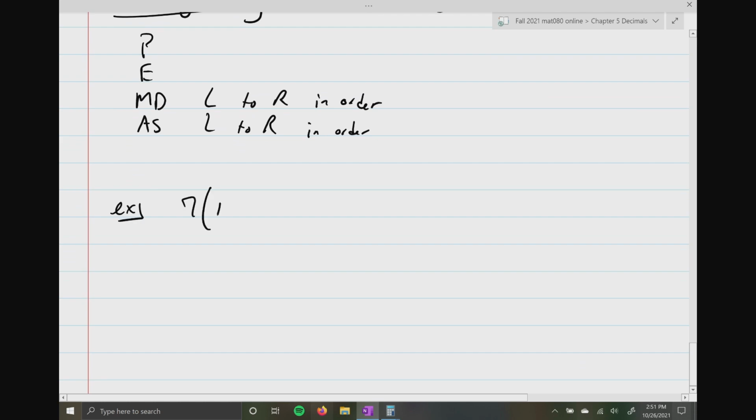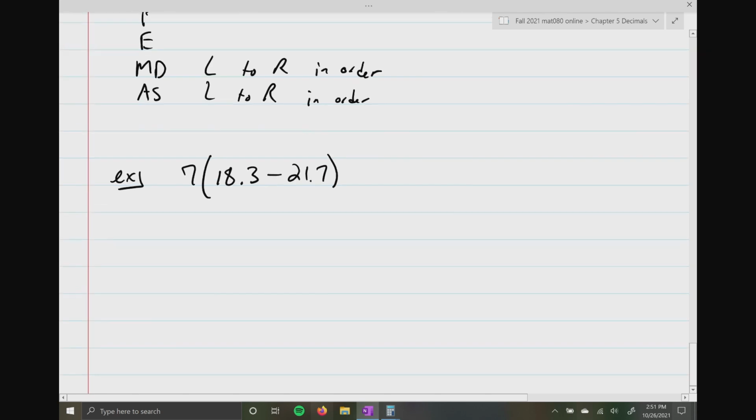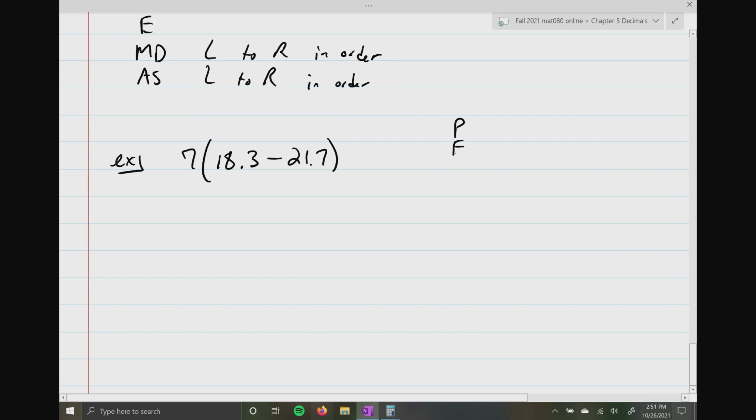So here's our first example. 7 times the quantity of 18.3 minus 21.7. All right? So remember, let me write up my order of operations off to the right. We need to do all the work inside the parentheses first. So we need to combine those. When you combine them, 18.3 minus 21.7 is negative 3.4.